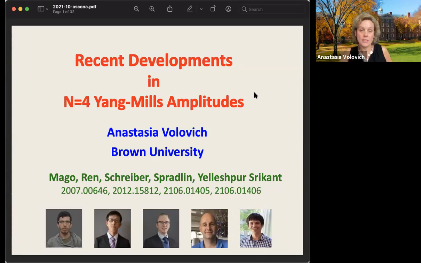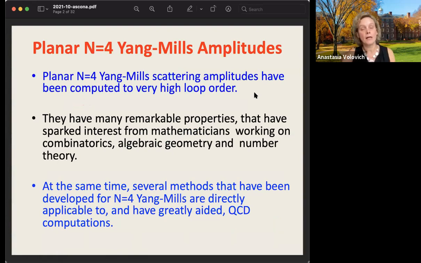So the subject of this talk is planar N=4 super Yang-Mills amplitudes. These objects have been computed to a very high loop order, and there are two reasons why they're interesting. First of all, they have a lot of remarkable properties, and many mathematicians working in combinatorics, algebraic geometry, and number theory have been working on various aspects relevant to scattering amplitudes. These are really interesting mathematical structures that emerge from the study of these amplitudes.